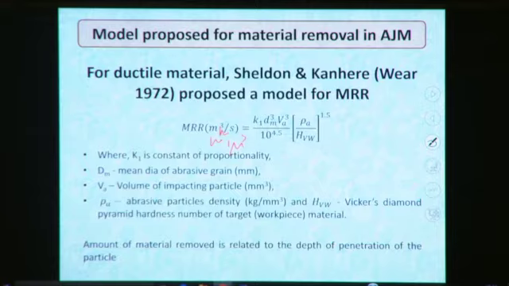So equal to K1 dm cube, then Va cube by 10 to the power 4.5 multiplied by rho A by HVW. So here K1 is the constant of proportionality, dm is the mean diameter of this abrasive grain, Va is the volume of impacting velocity, and rho is the abrasive particle density, and HVW is the Vickers diamond pyramid hardness number of target material. So amount of material removed is related to the depth of penetration of these particles.